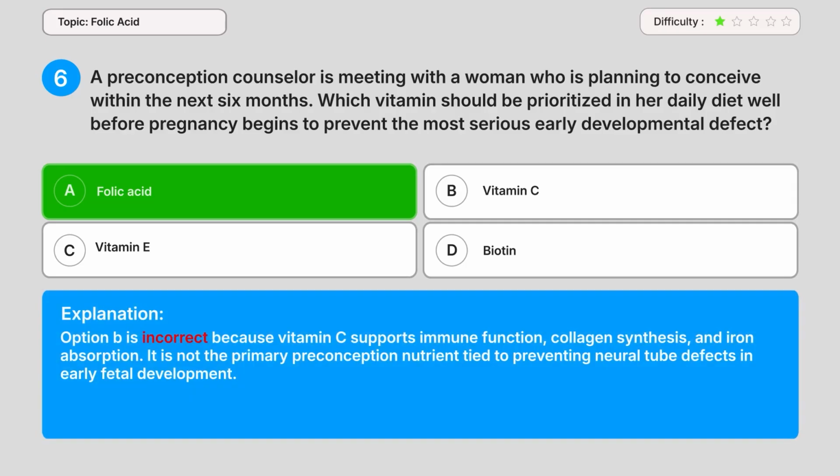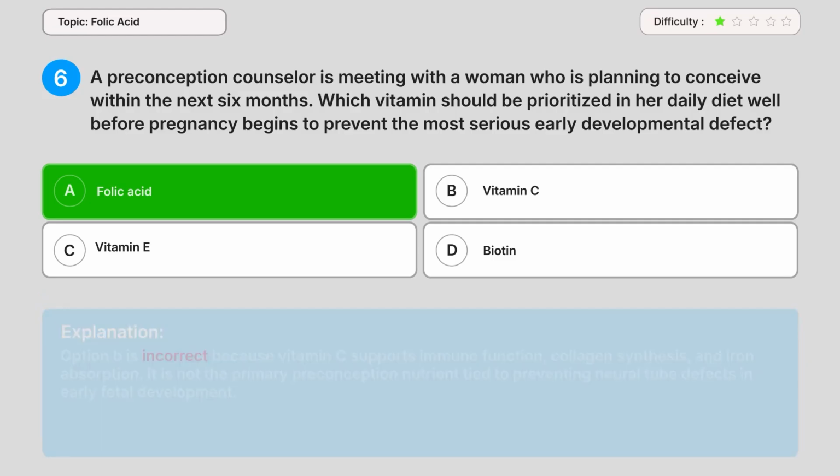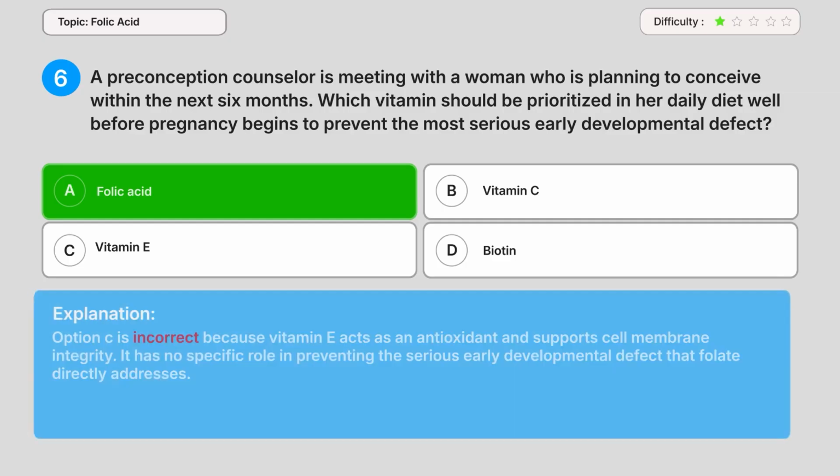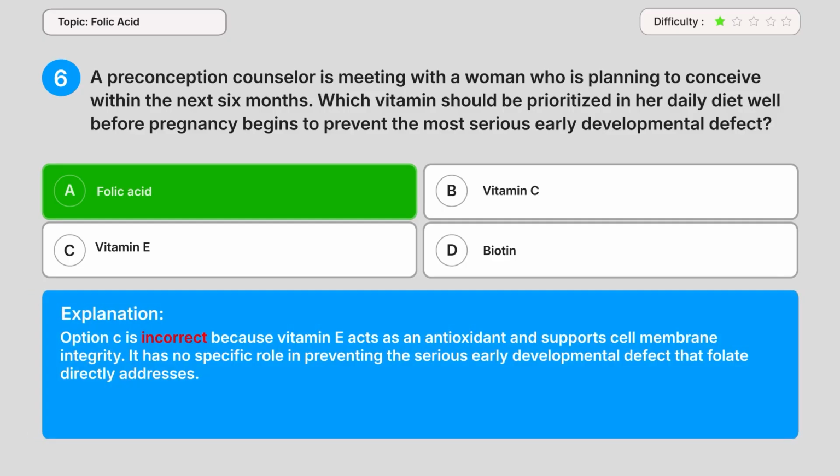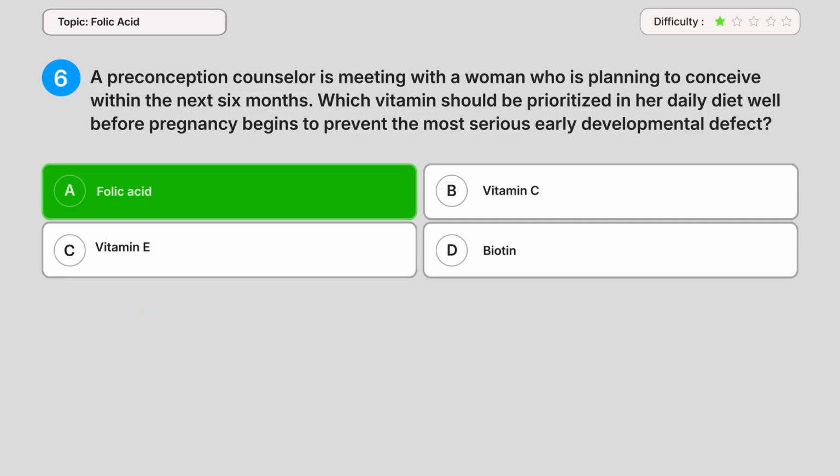Option B is incorrect because vitamin C supports immune function, collagen synthesis, and iron absorption. It is not the primary preconception nutrient tied to preventing neural tube defects in early fetal development. Option C is incorrect because vitamin E acts as an antioxidant and supports cell membrane integrity. It has no specific role in preventing the serious early developmental defect that folate directly addresses.